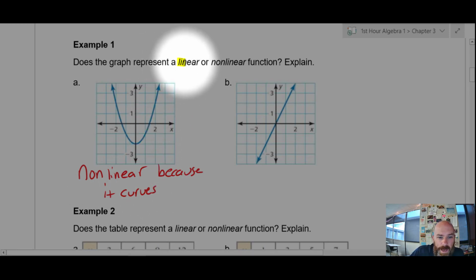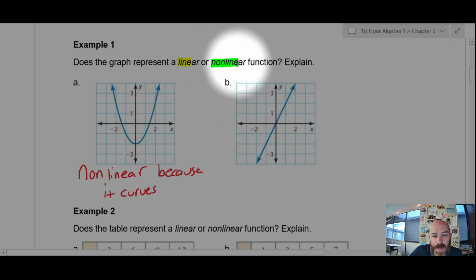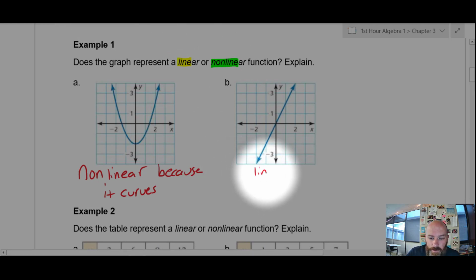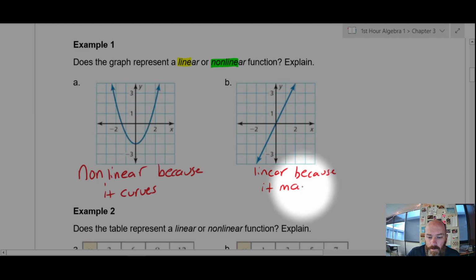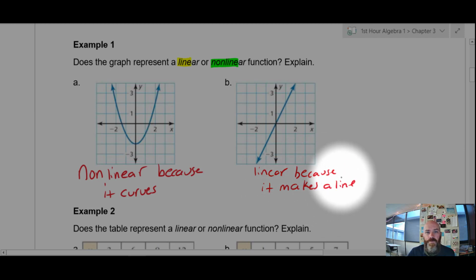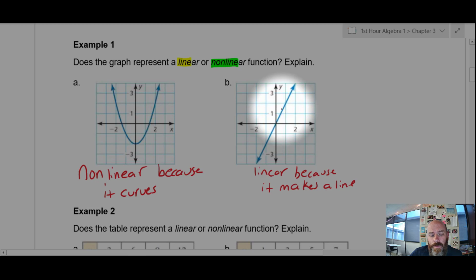Notice the word linear has the word line in it, and nonlinear is a non-line. So this next one is linear, because it makes a line. Pretty easy. So you can look at graphs by looking if they curve or if they make lines.